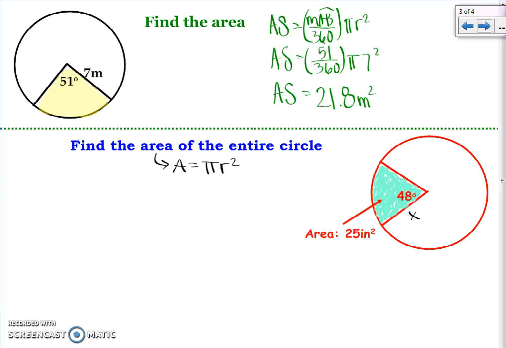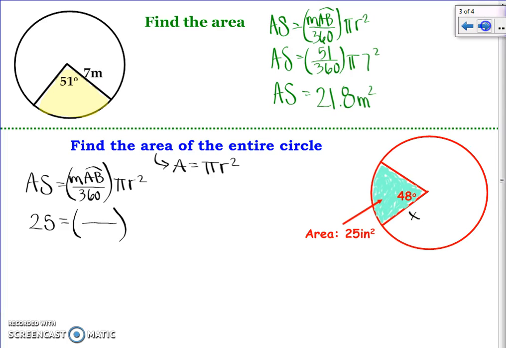They've given us the area of the sector. So let's start out with that formula. Area of the sector equals measure of AB over 360 pi r squared. So let's put in what we do know. Do we know the area of the sector? Oh yeah, 25. Okay, so we'll go 25 equals. Do we know the angle? Okay. And then our radius we can just leave as x.